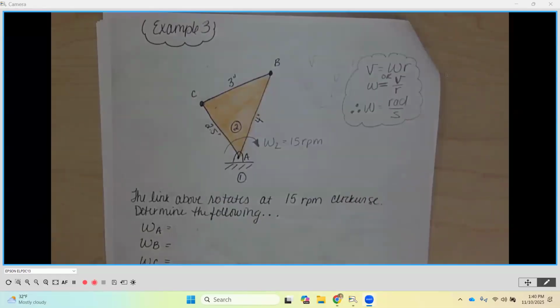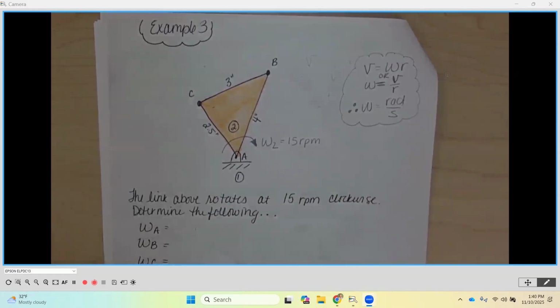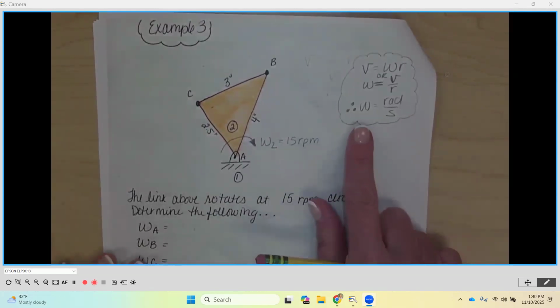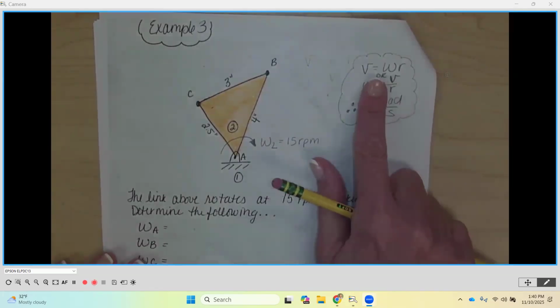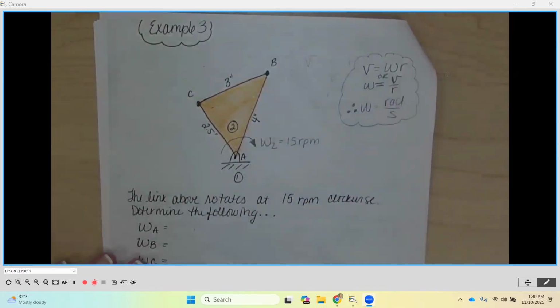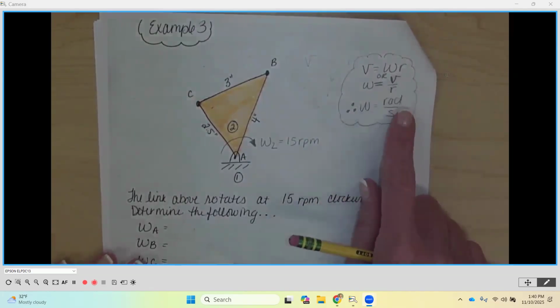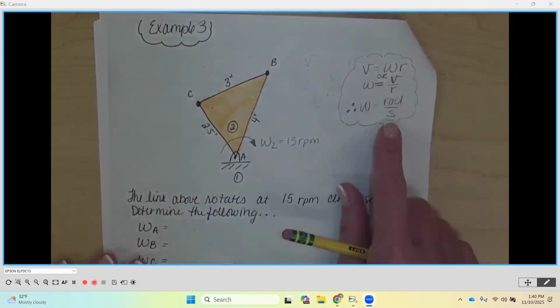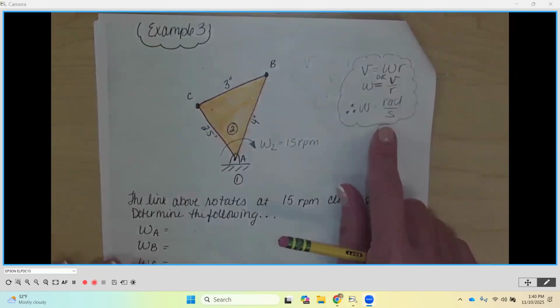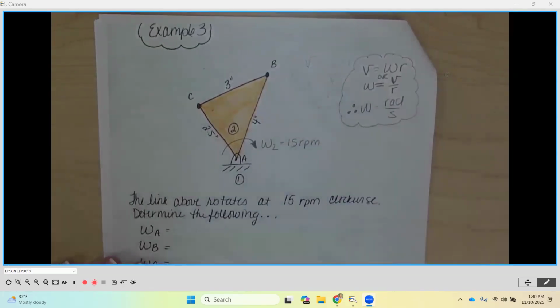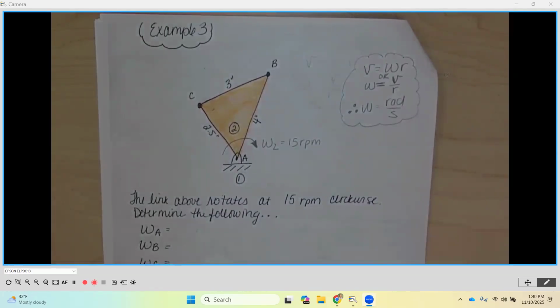Okay, so now let's take a peek at our application here, our example 3. As we stated earlier, we're going to use this relationship of the straight line velocity with the angular velocity and the radius. Whenever we're in and out of this equation, the W is going to be equal to radians per second. But when we report out or when it's given to us, it's going to be in RPM. So at times we're going to have to do a little converting.